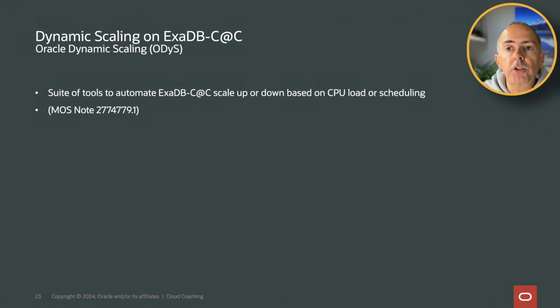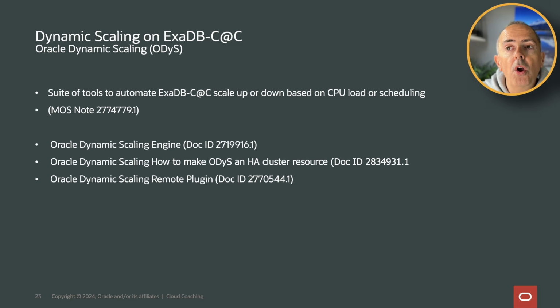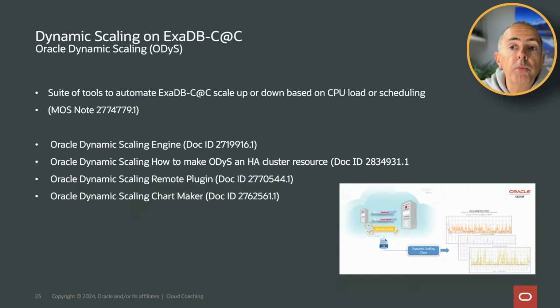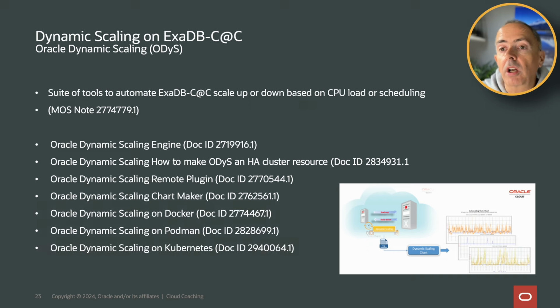So there's a nice set of tools provided in the MOS note listed here, and these enable you to automate the scaling up or down based on the CPU load or on a schedule. There are a number of components to this suite of tools. One is the actual scaling engine itself, and then there's a remote plugin. There's also a chart maker, which can produce nice graphs on the scaling and what your workloads will look like. And then there are 3 separate plugins if you want to automate this using either Docker, Kubernetes, or Podman.